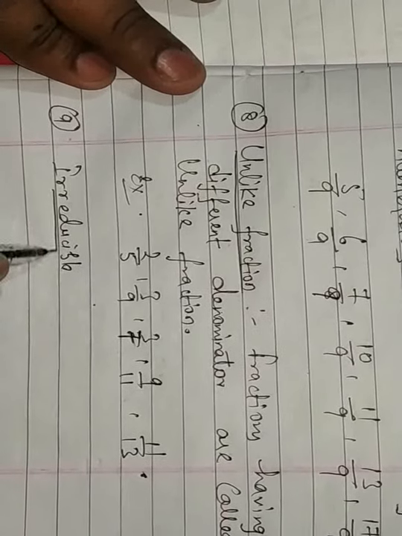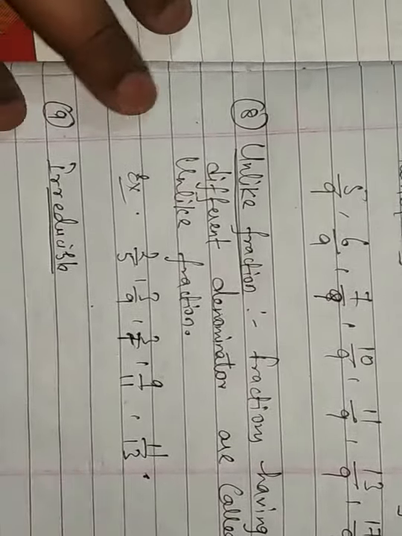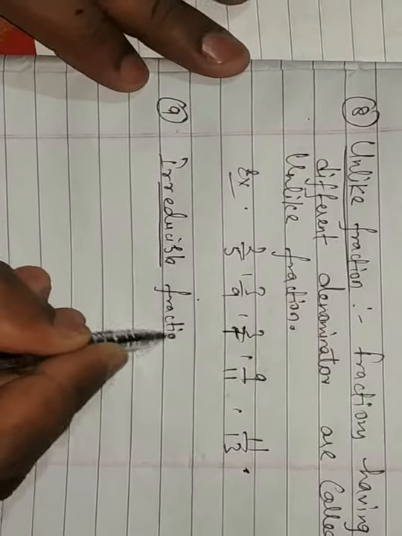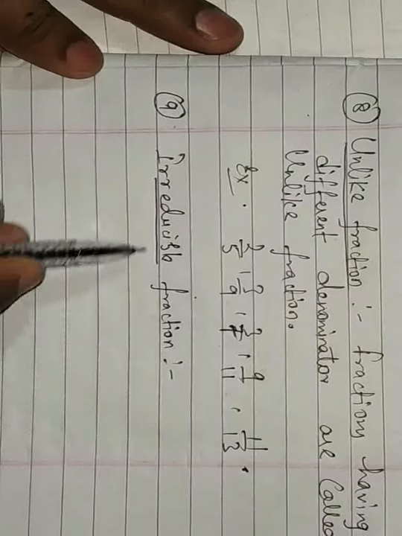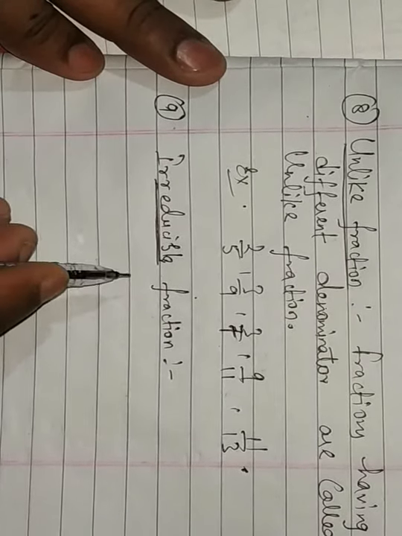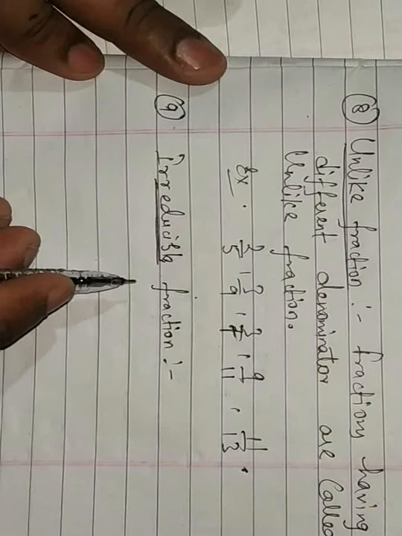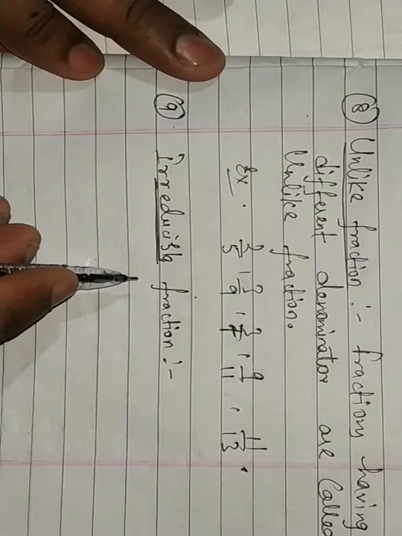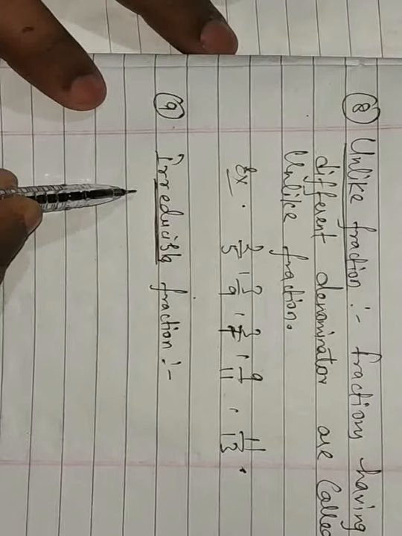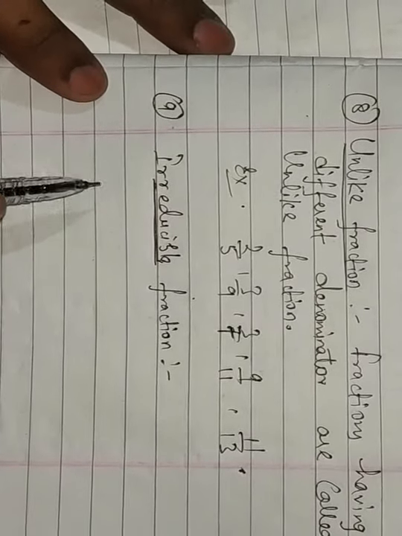Irreducible. Irreducible fraction. Why am I spelling out this fraction? Irreducible is the opposite of reducible. Reducible means which can be reduced, and irreducible means which cannot be reduced. So why am I saying irreducible fraction?